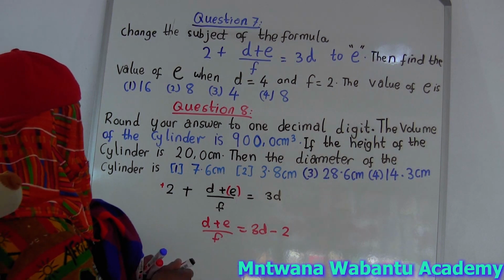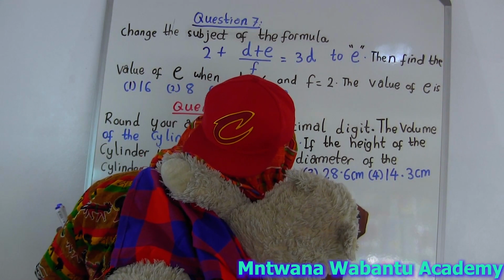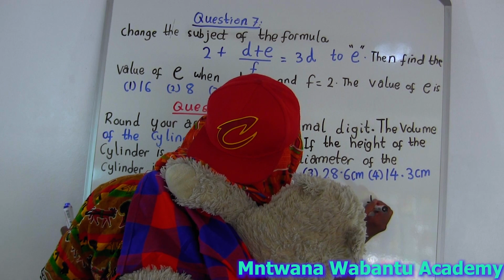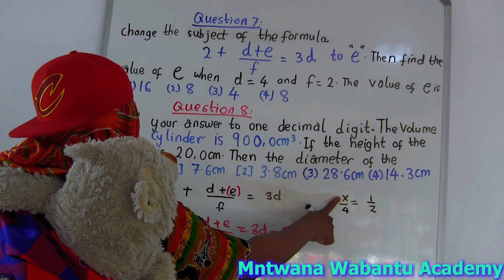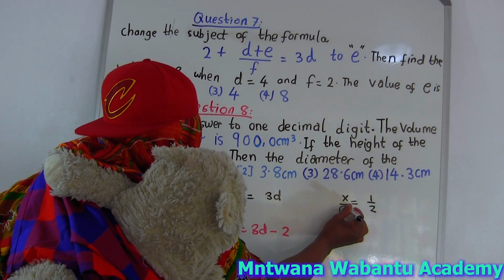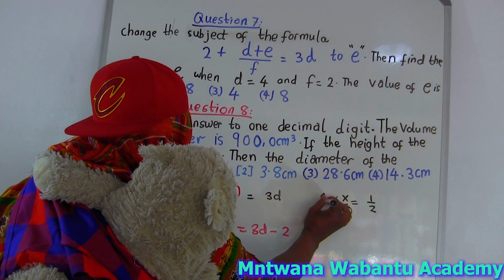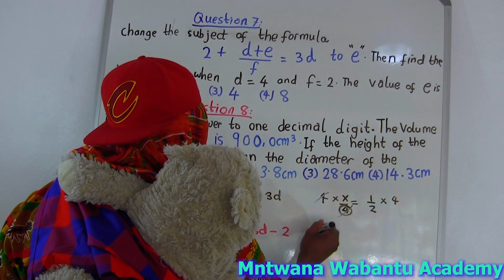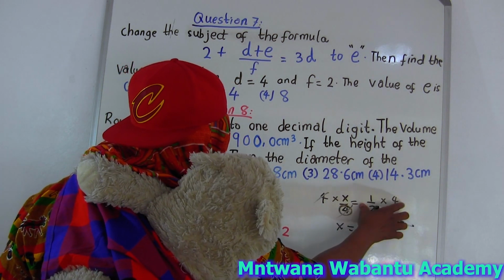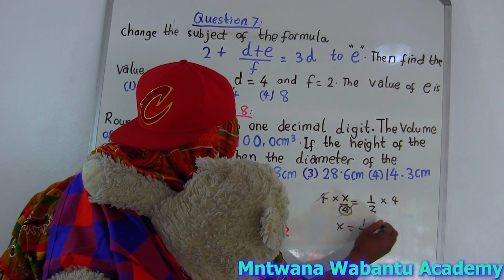The next step: I want to leave E alone. Remember, if somebody gives x over 4 equal to, let's say, a half, and you want to leave x alone, how do you do that? There are a lot of ways. I have to remove this 4. I'm going to multiply by 4 on the left and multiply by 4 on the right, both sides. So this and this cancel. We're left with x alone, and on the right 1 over 2 times 4.